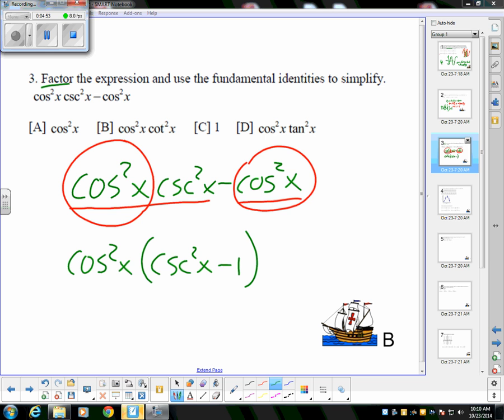And I know I'm right because cosine times cosine is cosine squared. Oh, sorry. Y'all should have caught me on this.